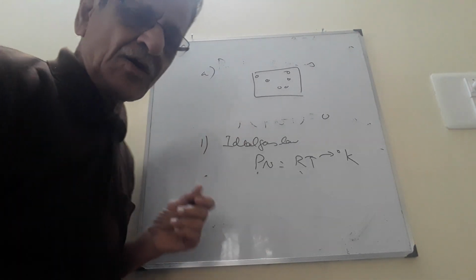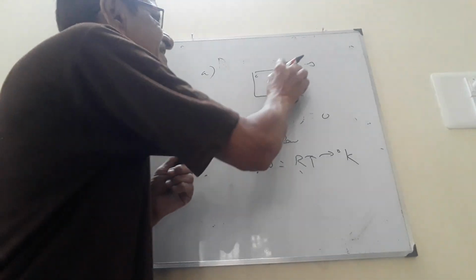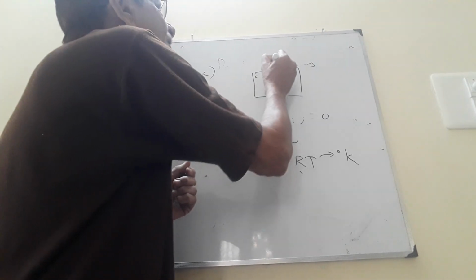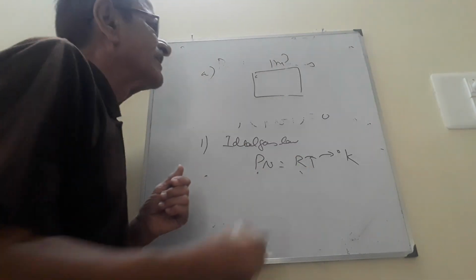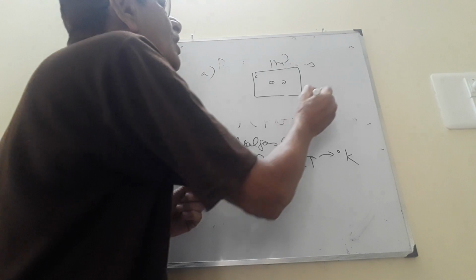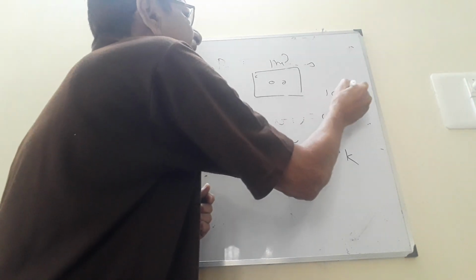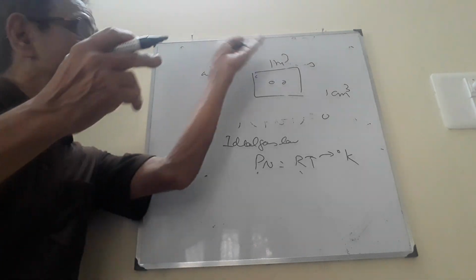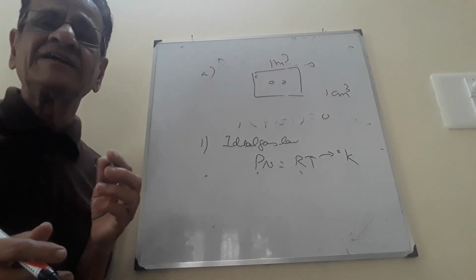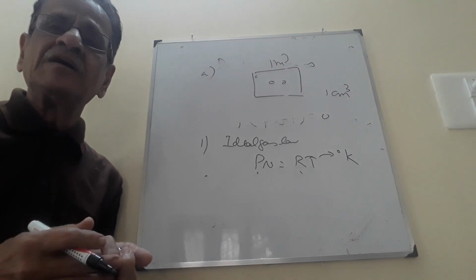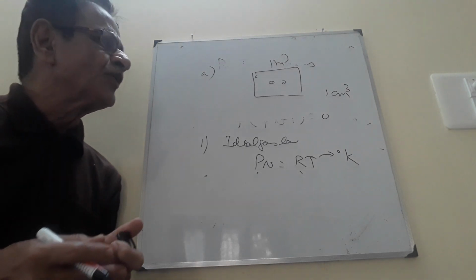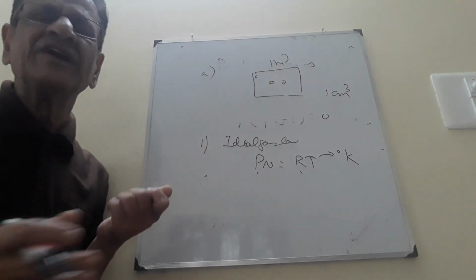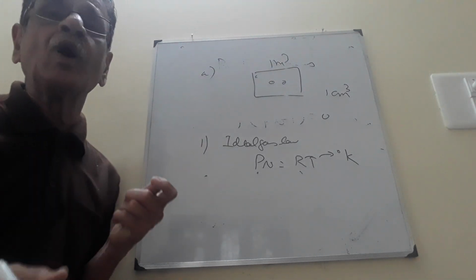Second assumption is that volume occupied by the molecule is negligible as compared to the volume of the container. For example, suppose the volume of this container is 1 meter cube. Suppose I got two molecules and the volume is say 1 centimeter cube. 1 centimeter cube is very, very small compared to the total container. In such a case, we can say that the volume occupied by the molecule is negligible as compared to the volume of the container. Therefore, in ideal gas law, the number of molecules in the container will be very low. That's why you are neglecting the volume occupied by the molecule.